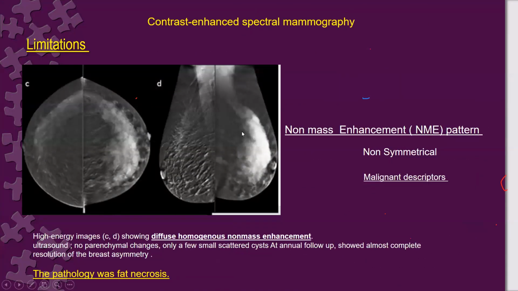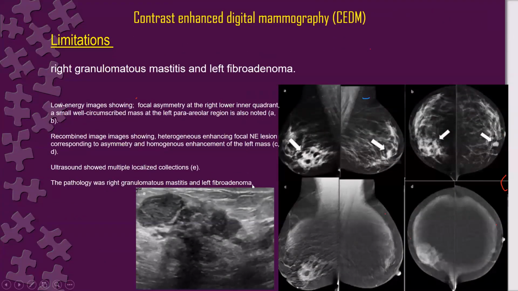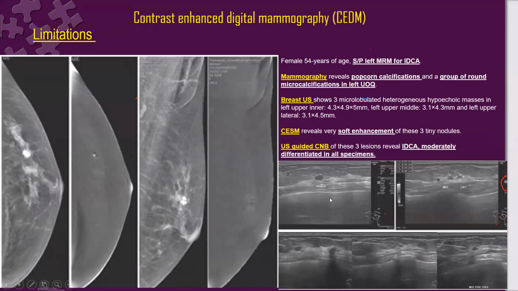This intense enhancement here, asymmetrical on one side, was proven to be due to fat necrosis, but definitely the appearance has malignant descriptors, non-mass-like enhancement. Again, a non-mass-like enhancement here, and this is an enhancing mass in a case of granulomatous mastitis. This can be a limitation.